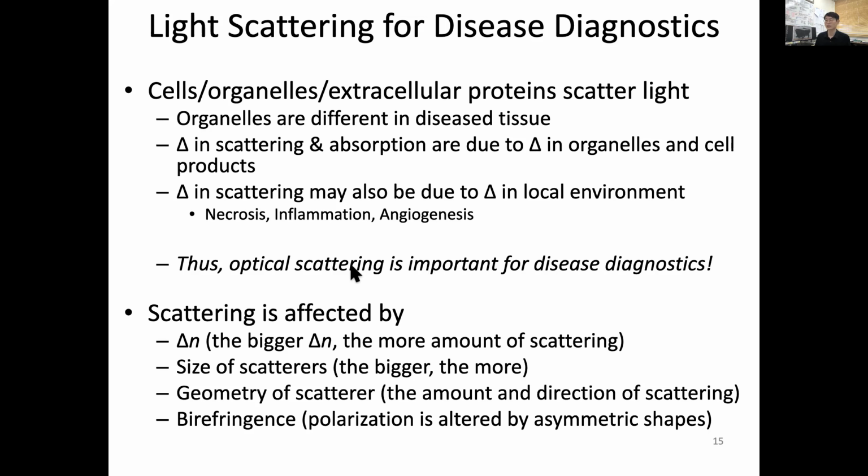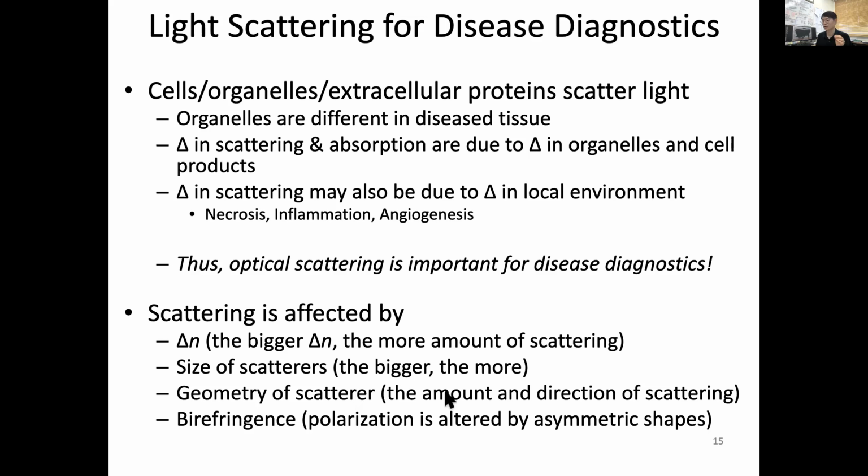The reason is that scattering is the most dominant in this interaction. So scattering is affected by changes in refractive index. The bigger the changes, the more scattering happens. And also the size of the scatterers, for example, cells. The bigger the cells, the more scattering. And also the geometry of the biological targets, such as different kinds of cells, also matters.